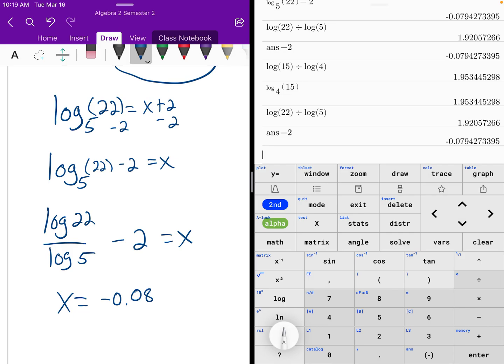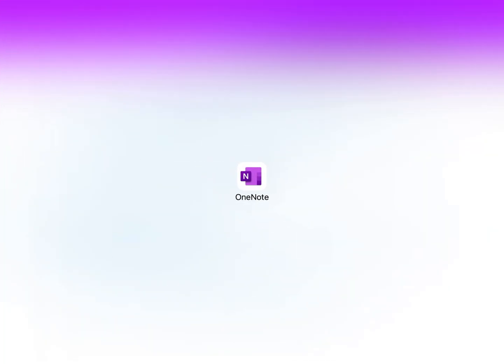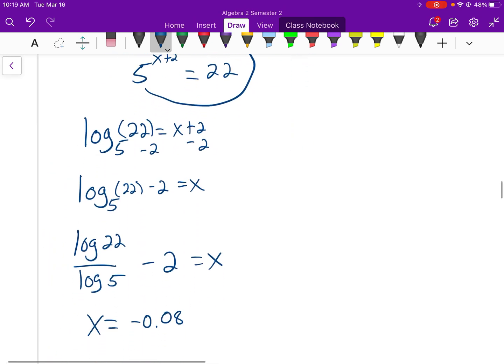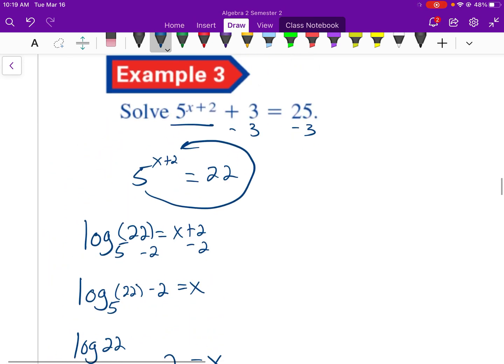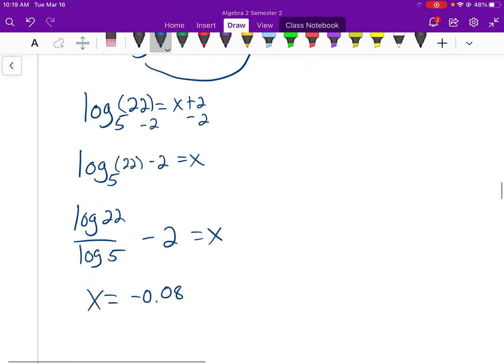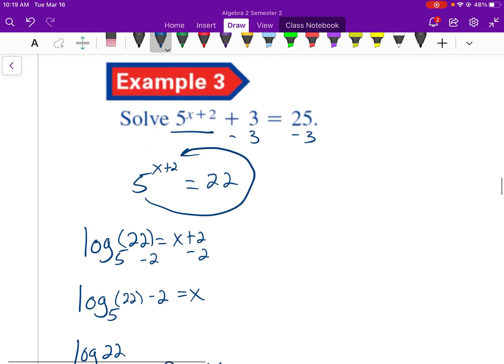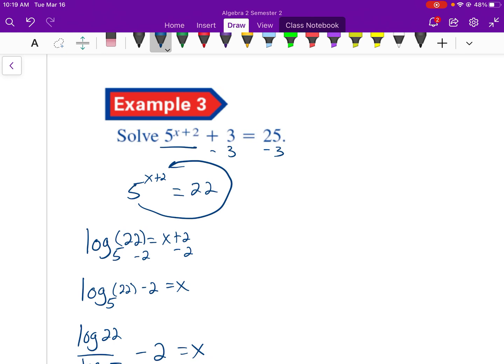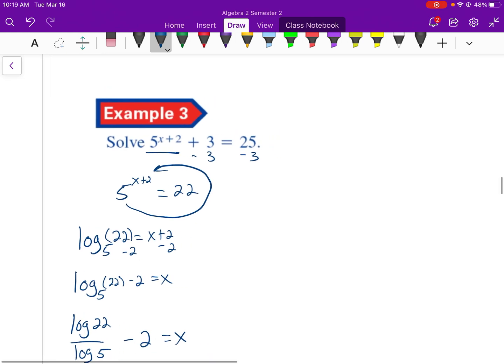Now on these ones, what it comes down to is plugging in negative 0.08. You're taking 5 to some power close to 2, not quite 2, so it's going to be something less than 25. It's going to be actually 22 plus that 3. And again, we got a rounded answer here, so plugging that in isn't going to give you the exact answer. But we're in the right ballpark, so we should be good there.